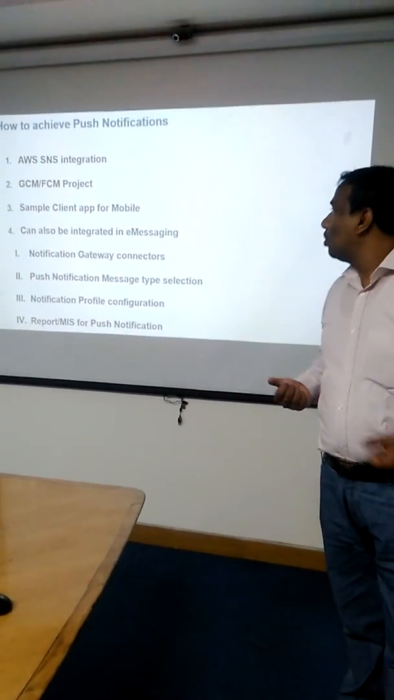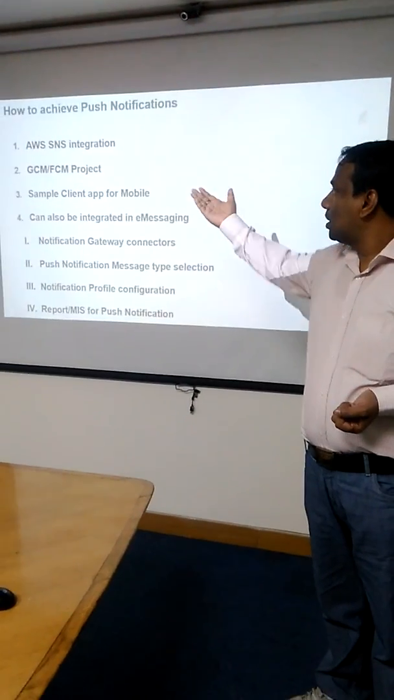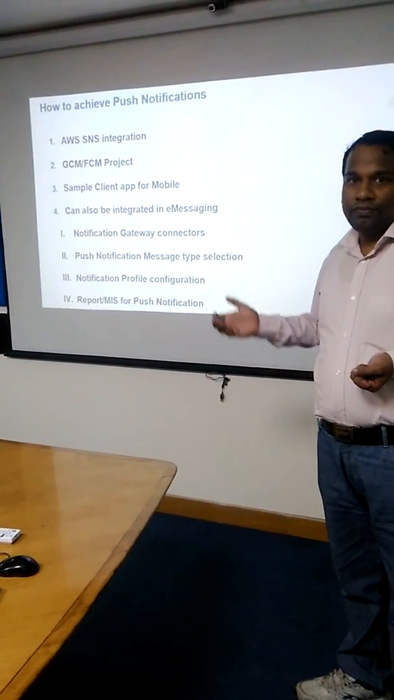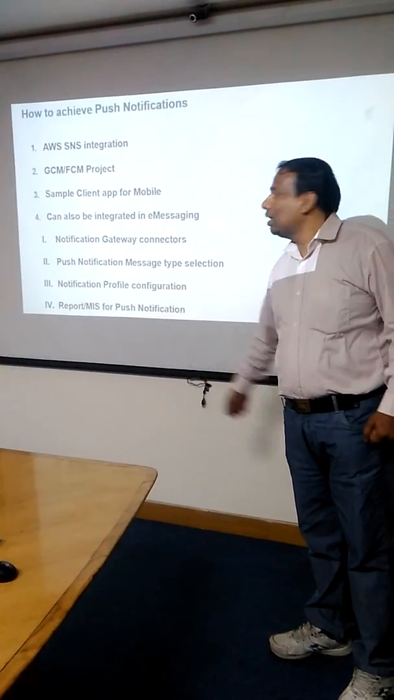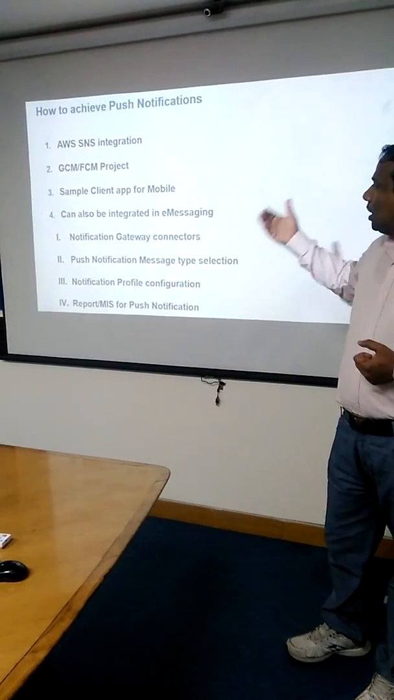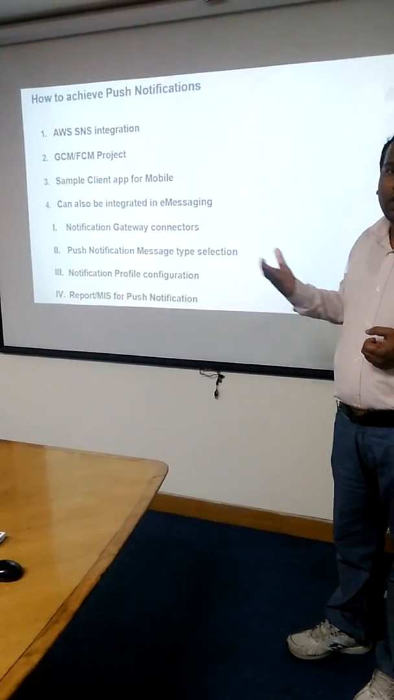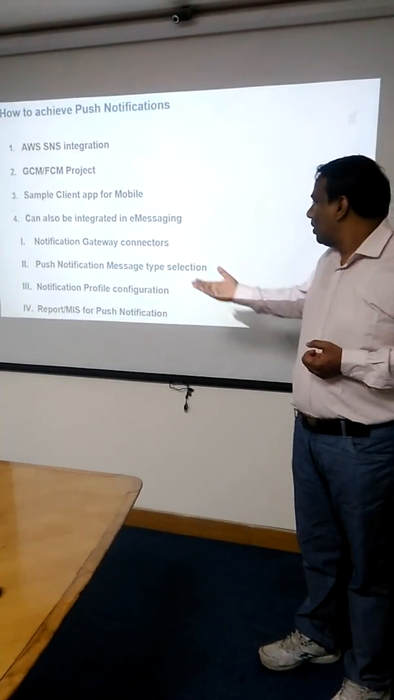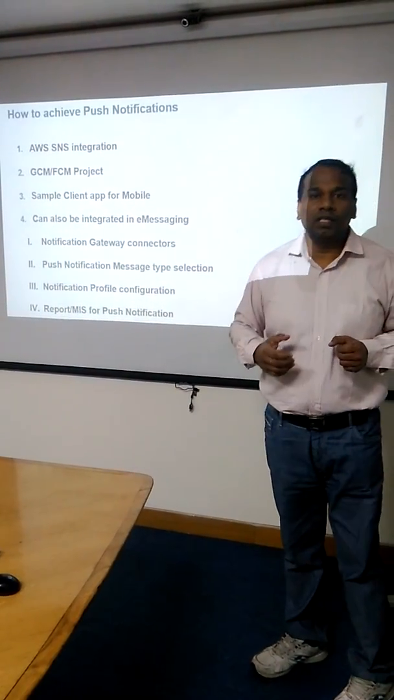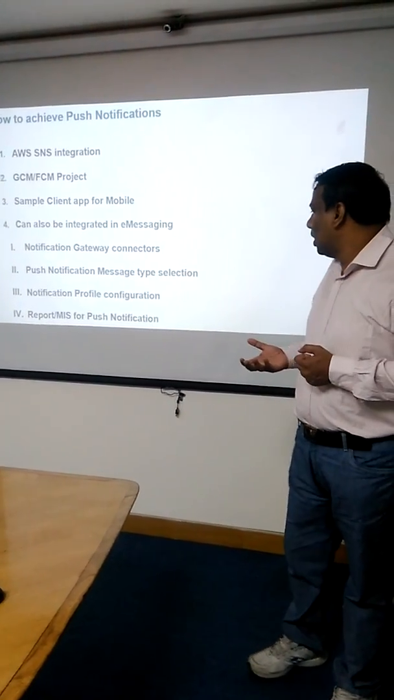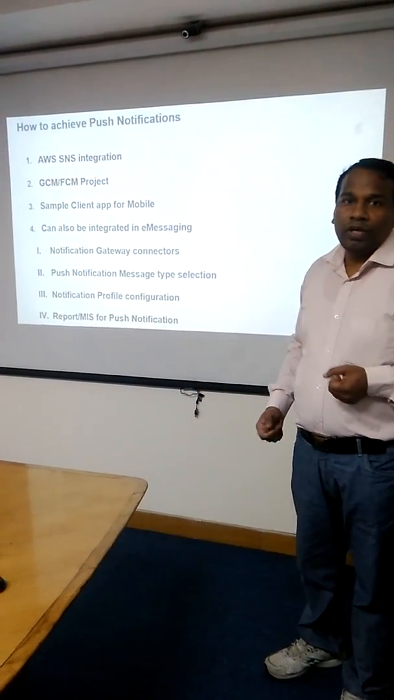So how to achieve this push notification? What we have done in our hack: we have integrated with AWS SNS. We have created a GCM project for that. Then we have created a sample client for mobile. And then we integrated eMessaging further. So we have gateway connectors for that, and interfaces we have provided. We have given push notification message type selections, because there are many other types of messages like email and SMS. And we have a profile configuration for that. Then also the report and MIS.